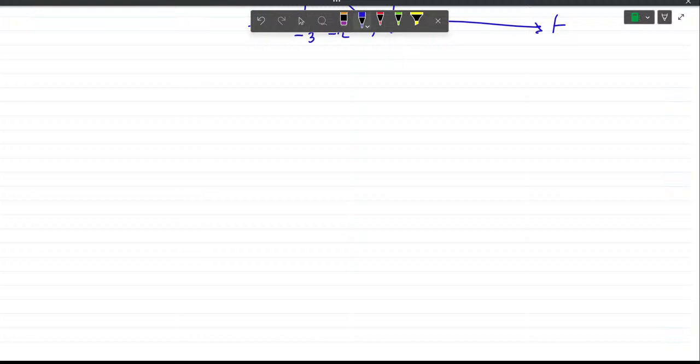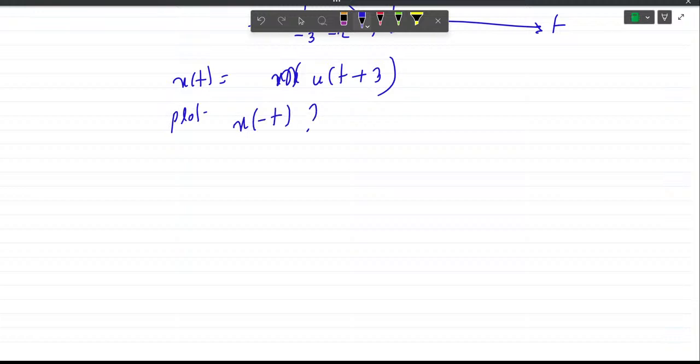Let's say it has been given that x of t is equal to u of t plus 3. Plot x of minus t. Mathematically, how are you going to write it? Simply x of minus t: wherever you have t, make it minus.